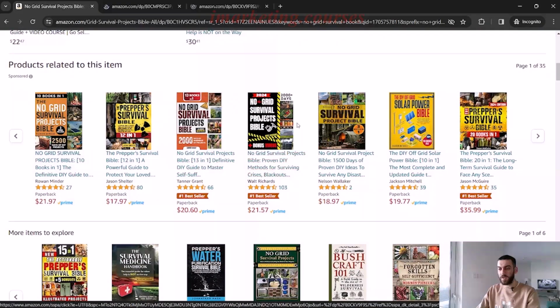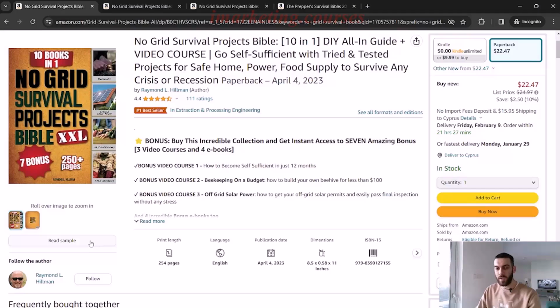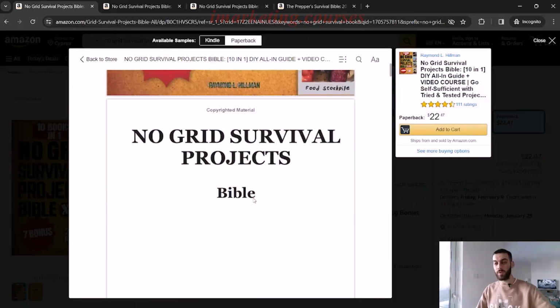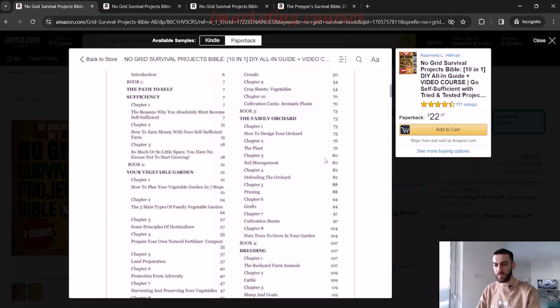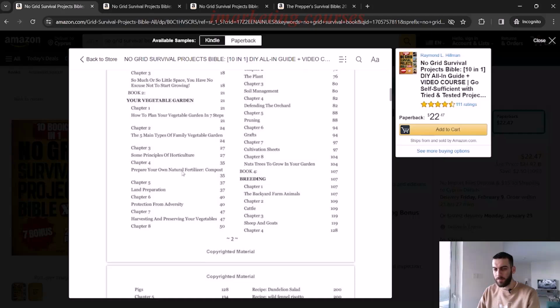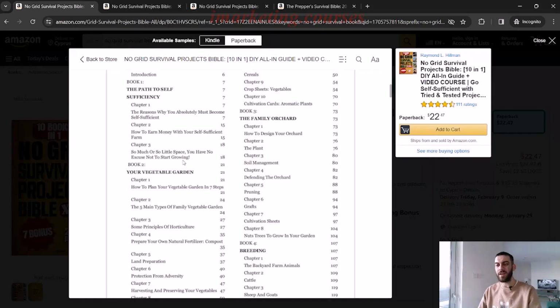So let's open up these guys that are best sellers and this guy, and then we're going to go on the read sample. Now we get to see inside what they're doing. We can scroll all the way down to the table of contents, and here we can see exactly what they're talking about in each chapter. So chapter 1, why you should be self-sufficient, how to earn money, how to plan your vegetable garden, family vegetable garden, prepare your own natural fertilizer. You can go in and see basically exactly what they're talking about.